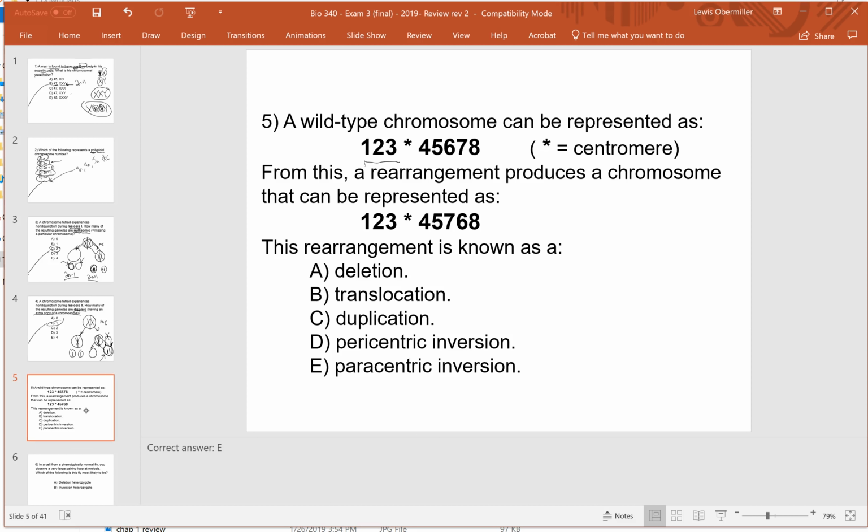So 1, 2, 3, centromere 4, 5, 6, 7, 8. 1, 2, 3, centromere 4, 5, 7, 6, 8. So this would be an inversion, but it is not including the centromere. Remember, pericentric means that it includes the centromere, and paracentric means that it doesn't. So the answer is this is a paracentric inversion.